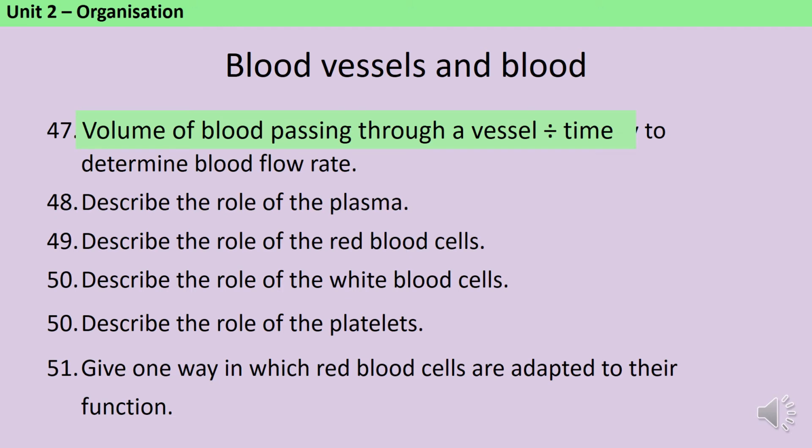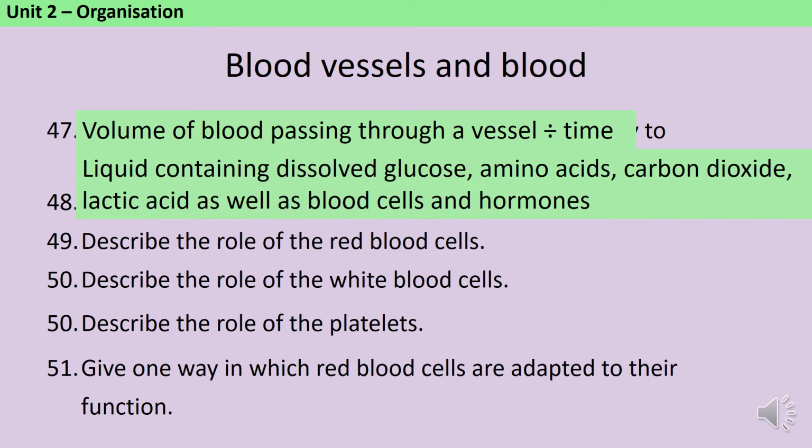The plasma is the liquid part of the blood, and dissolved in this you find glucose, amino acids, carbon dioxide, lactic acid, and also floating in there, but not dissolved of course, are blood cells and hormones.